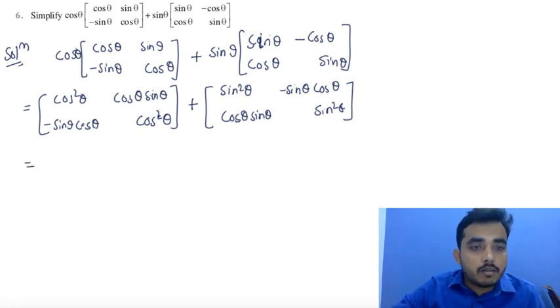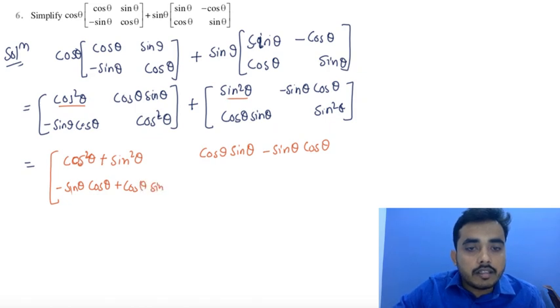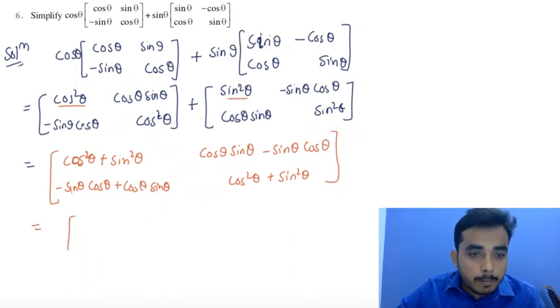अब add ही करना है तो simply we will add respective elements. So this is cos square theta plus sin square theta and cos theta sin theta minus sin theta cos theta हो जाएगा ये, and this is minus sin theta cos theta plus cos theta sin theta, okay, and the last is cos square theta plus sin square theta. So this value is 1, this gets cancelled out 0, and this is again 0, this is 1. So the matrix that we are getting is the identity matrix.